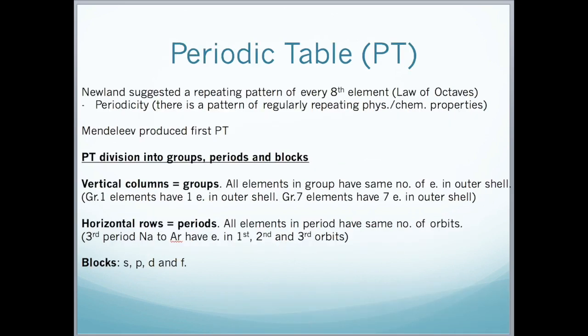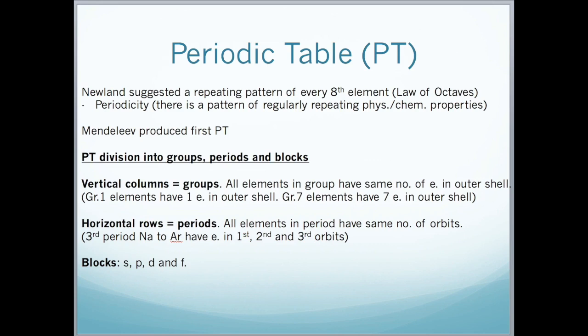So Newlands first suggested that there was a repeating pattern of properties every 8th element, so that was known as the law of octaves. And this is what we now know as periodicity. We'll talk about periodicity in more detail later on. And periodicity basically refers to the fact that there is a pattern of regular repeating physical and chemical properties.